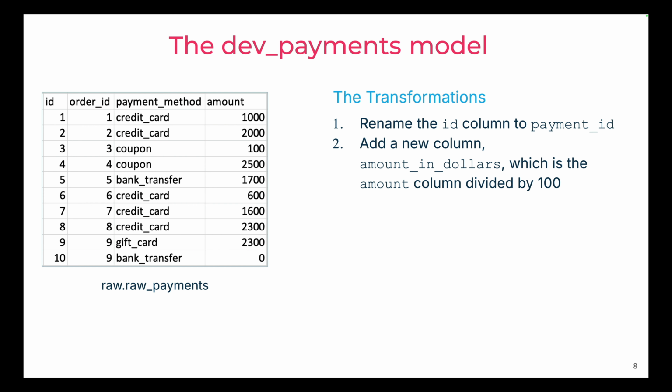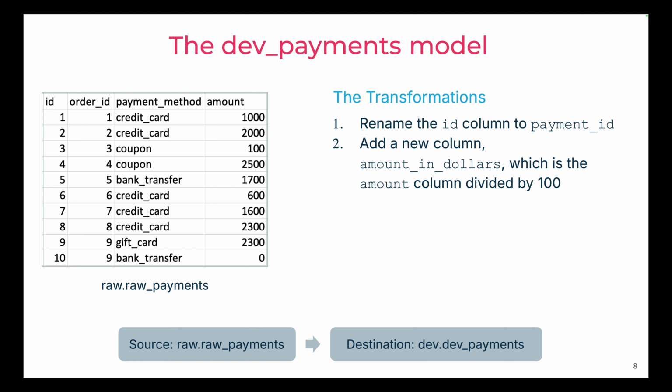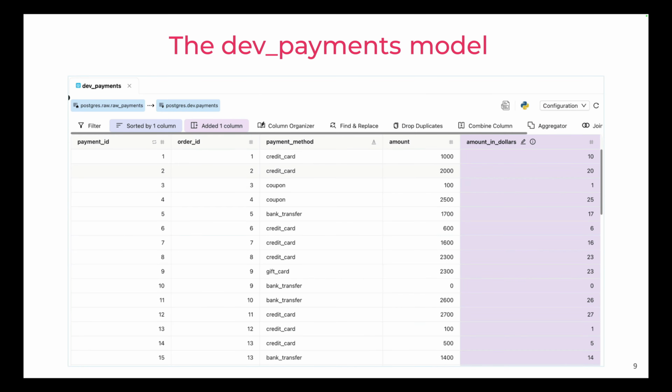A very important concept in Visitran is that you do most of the transformations by adding a new column and specifying a formula to create that new column. In this particular case, we will divide by 100. We'll see exactly how to do it. This is the lineage of the model. So as the source is raw payments, and we will use the dev schema and a table named dev payments. When it's done, this is how the dev payments model will look like.